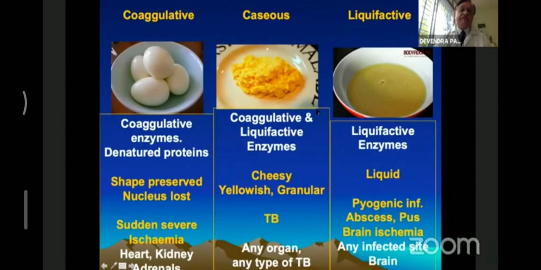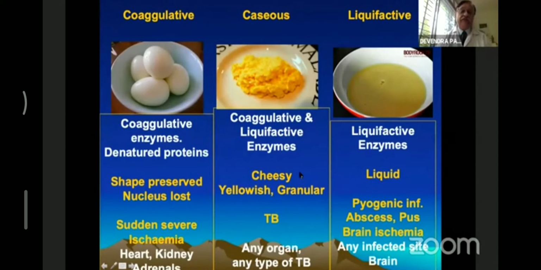The third type of necrosis is a combination of coagulative and the liquefactive necrosis, which is caseous necrosis. Here, this is a simile to a kacha bhurjia, scrambled egg. What happens is the proteins coagulate in small granules, and they can be seen as granular form of necrosis, which looks like cheesy necrosis.